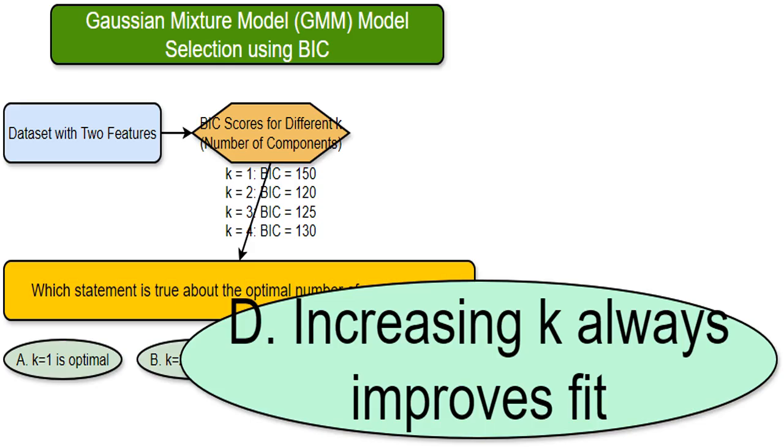This question asks us to analyze the provided BIC scores to determine which of several statements correctly describes the optimal number of components for the Gaussian mixture model. It's like a multiple-choice question testing your understanding of the BIC score's role in model selection.